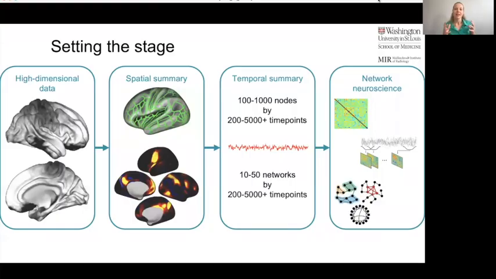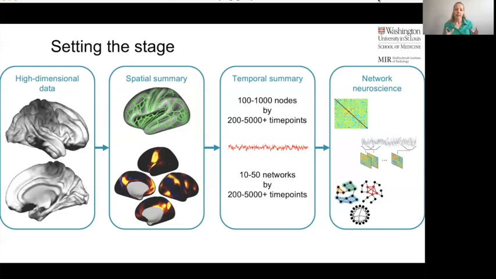So first of all, let's recap and set the stage about what we want to do in network neuroscience. We start off with a really high dimensional complex data set. I'm going to be a little bit focused towards resting state functional MRI data in this talk, but all of the concepts that I'm going to cover are equally important in other modalities as well.